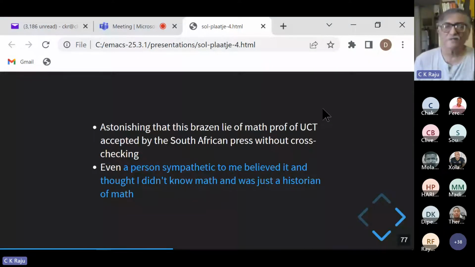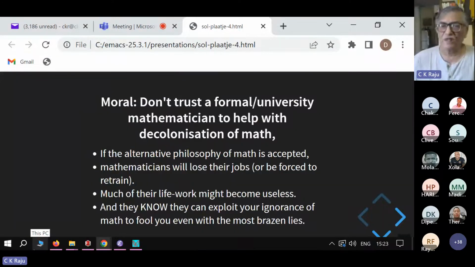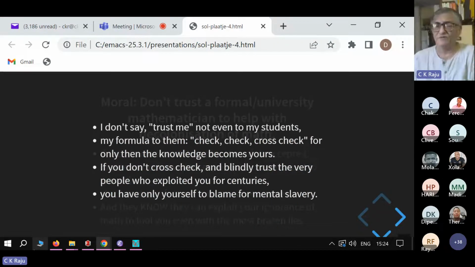Okay. So the point is, don't trust a formal university mathematician to help you with decolonization of math. They will only mislead. Because if they accept, their life work will become useless. They accept a change of philosophy. And they know that you're ignorant of math. And so they can fool you with the most brazen lies, teaching Jacobian elliptic functions as Barn-Twiceization. Absurd. I mean, height of absurdity. And so I don't say trust me. I don't say that even to my students. I only give them one formula. Check, check, cross it, check. Because only when you do that, then the knowledge becomes yours. Otherwise, you're just trusting somebody.